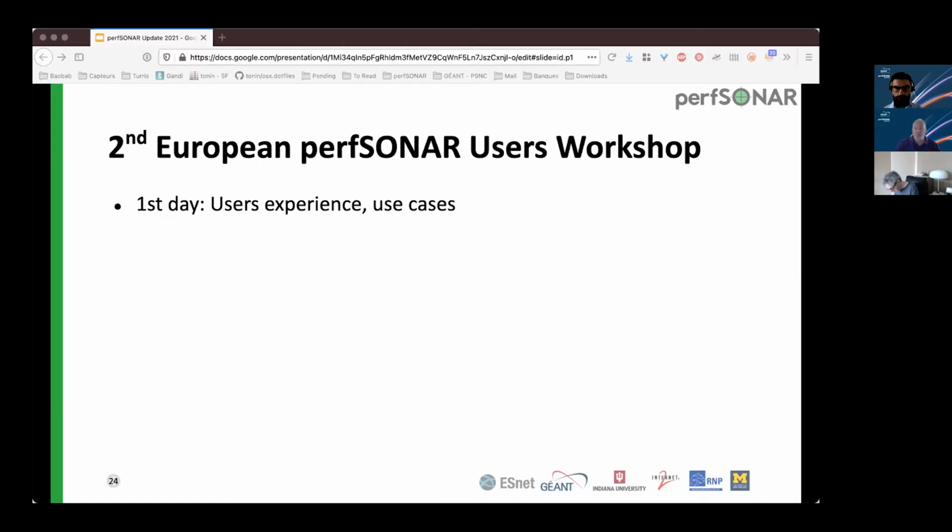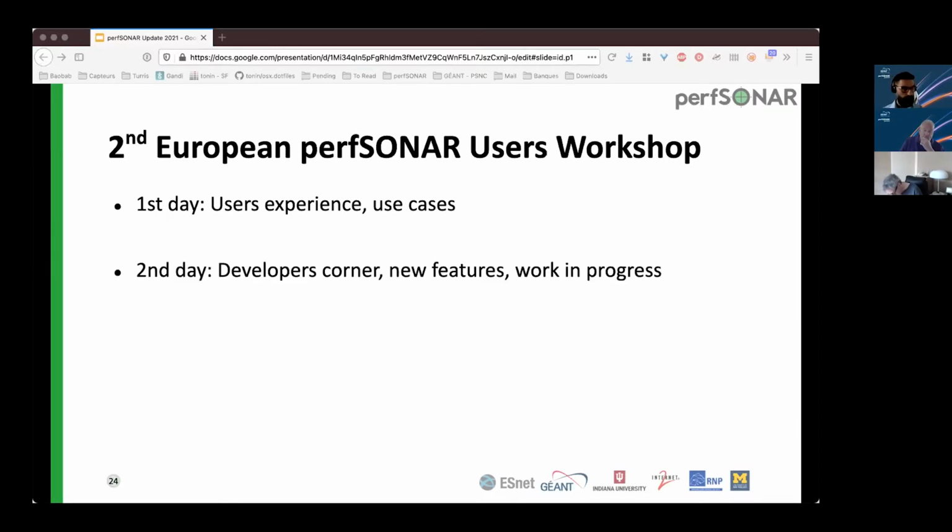So yes, that was the introduction to our second European perfSONAR user workshop. Today we'll mostly focus on user experience and use cases that will be presented by actual users of perfSONAR. We hope that they will give you insight into how you can use perfSONAR, maybe in different and innovative ways, and that will be useful to you.